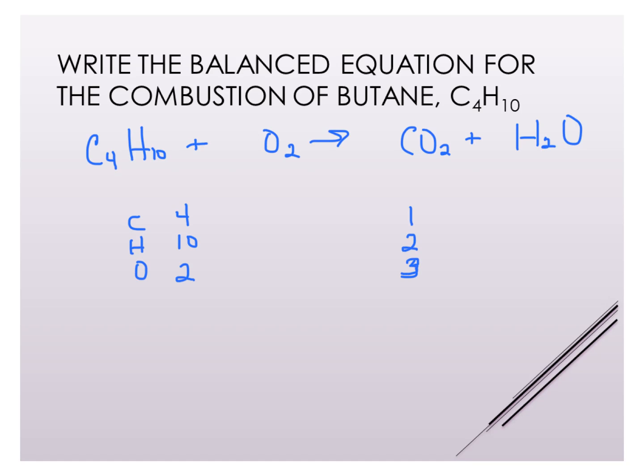The first thing I'm going to look at is my carbon. I see I have 4 carbons on the left and only 1 on the right, so I'm going to put a 4 in front of the CO2. When I do that, that changes my number of carbons to 4, which is great because that balances that. And it also changes the number of oxygens, so now I have 9 oxygens because I have 8 here with the CO2. 4 times 2 plus 1 more is 9.